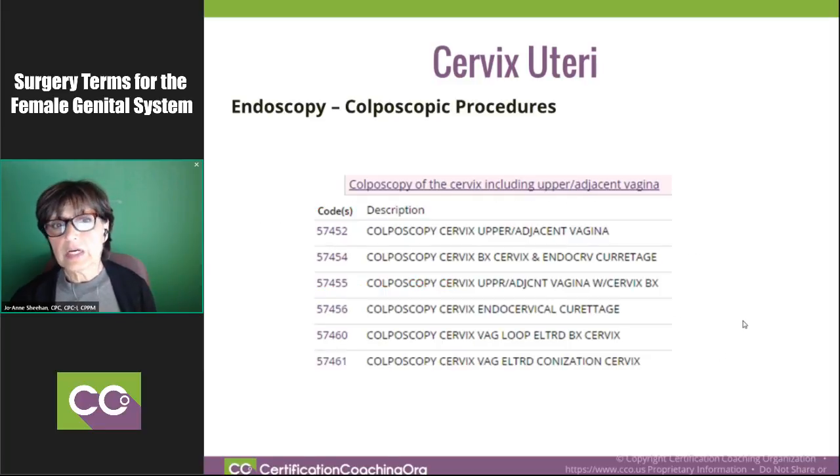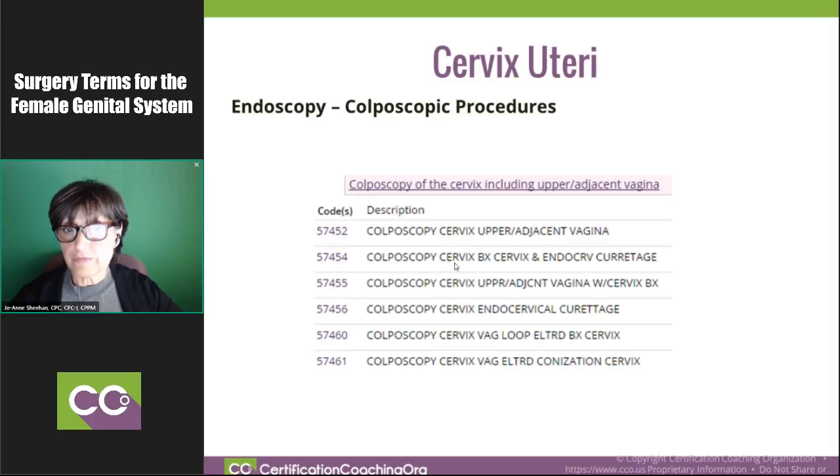And here we have, and this is copied right out of Find a Code, when you look up colposcopy of the cervix, including upper adjacent vagina, you can see all the codes. So the 57452 is the colposcopy of cervix, upper adjacent vagina.